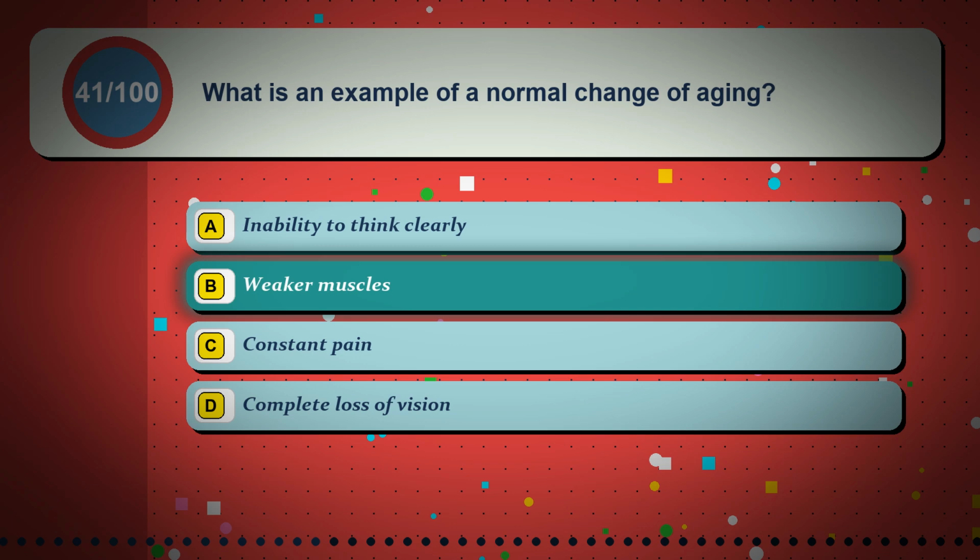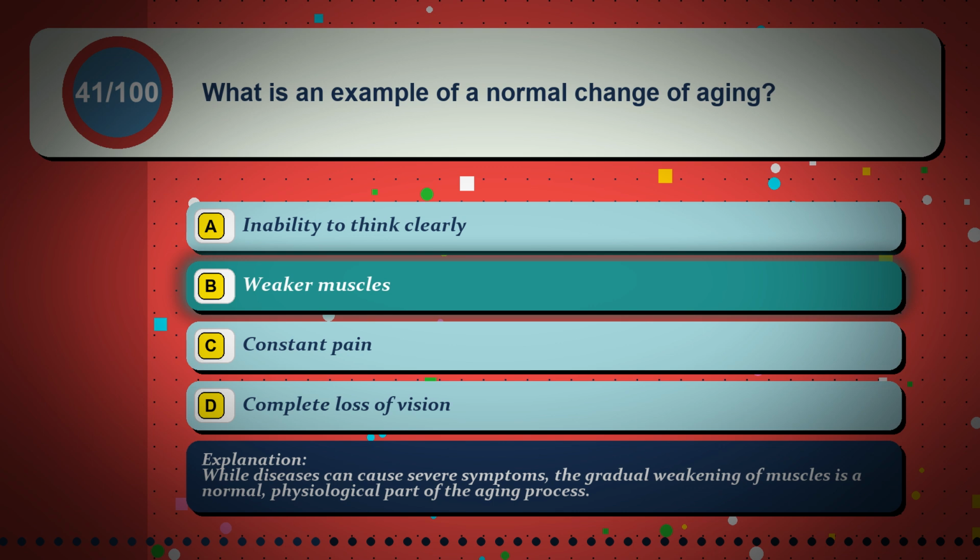The correct answer is option B, weaker muscles. While diseases can cause severe symptoms, the gradual weakening of muscles is a normal, physiological part of the aging process.